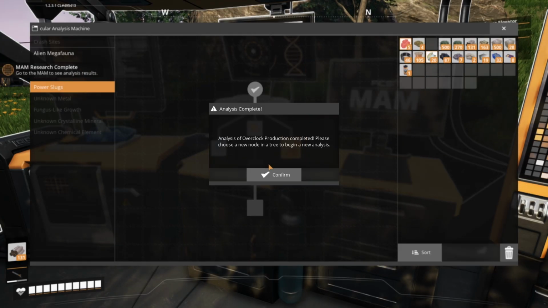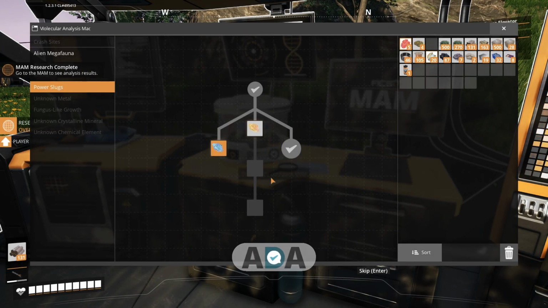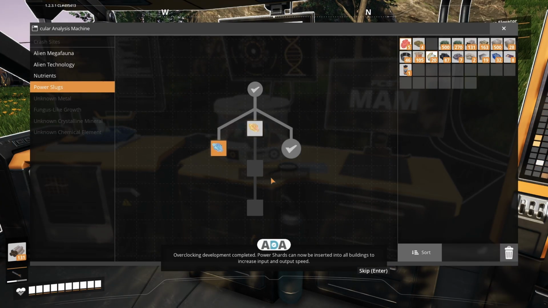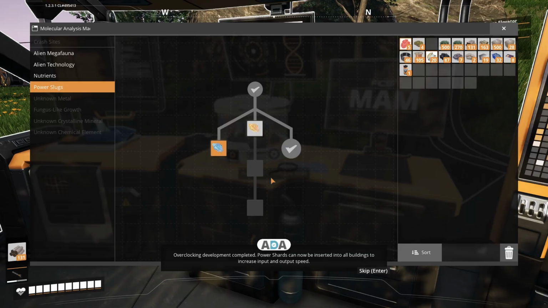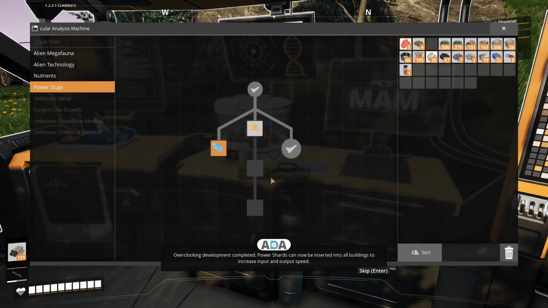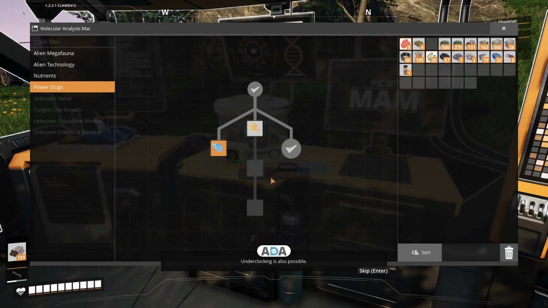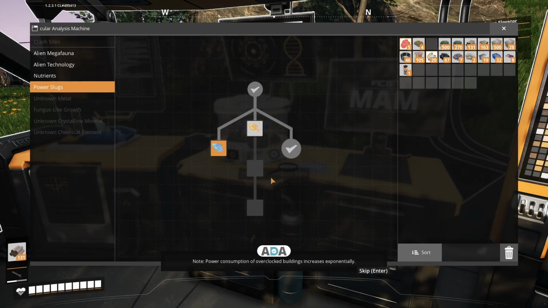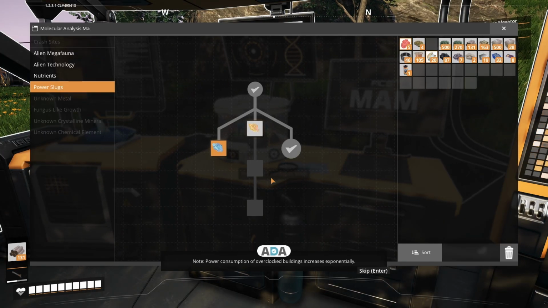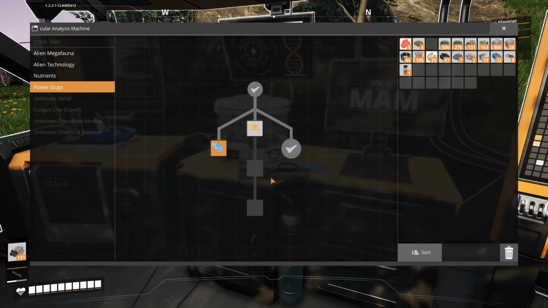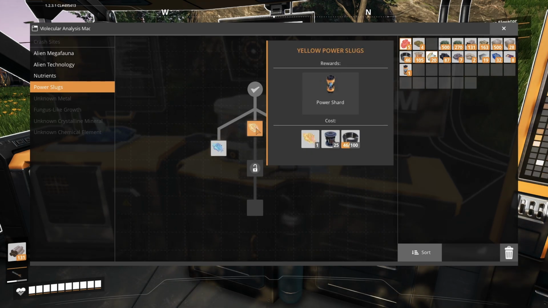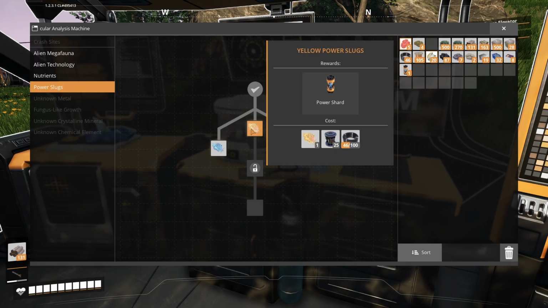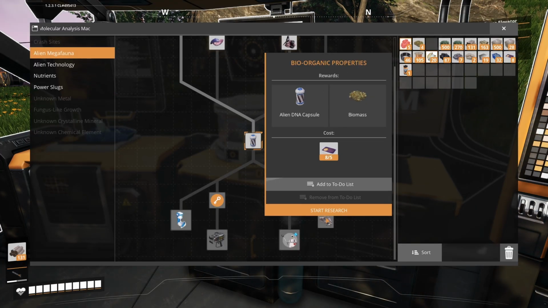Overclocking. Overclocking development completed. Power shards can now be inserted into all buildings to increase input and output speed. Underclocking is also possible. Note: power consumption of overclocked buildings increases exponentially.